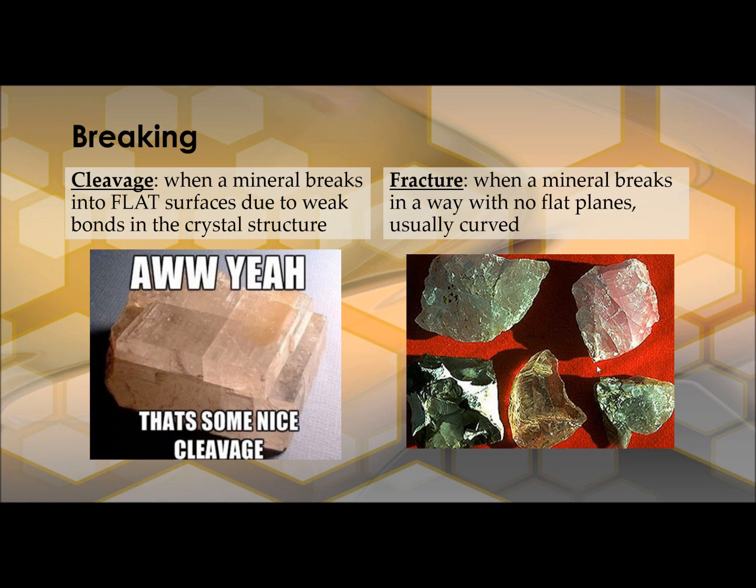Whereas on the right, these have fracture. There's no pattern that you can see. It's all rough and uneven. There's no flat surfaces. So to test, you would look at it in the light and see if you can get a reflection off of a perfectly flat surface. Keep in mind that glass-like minerals will always have reflection, but you're looking for a perfectly flat surface. Any perfectly flat surfaces indicate cleavage.